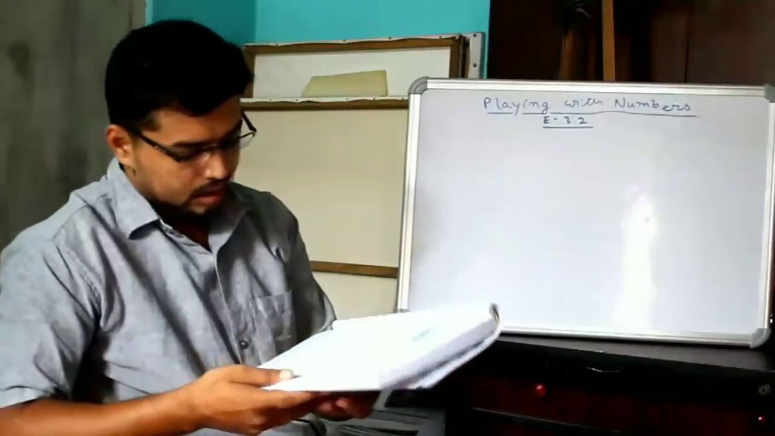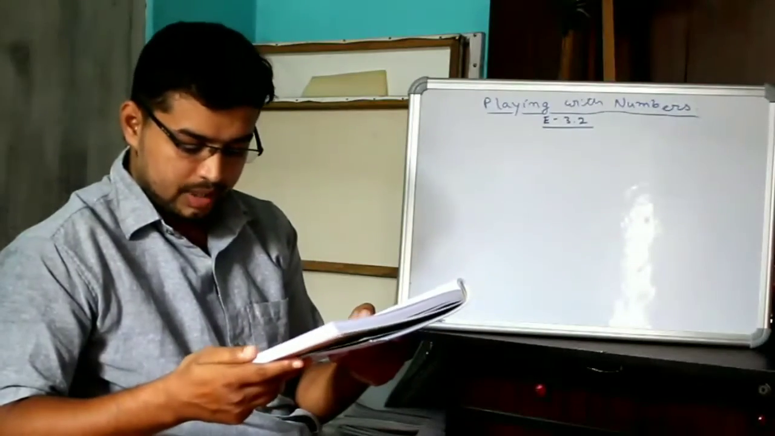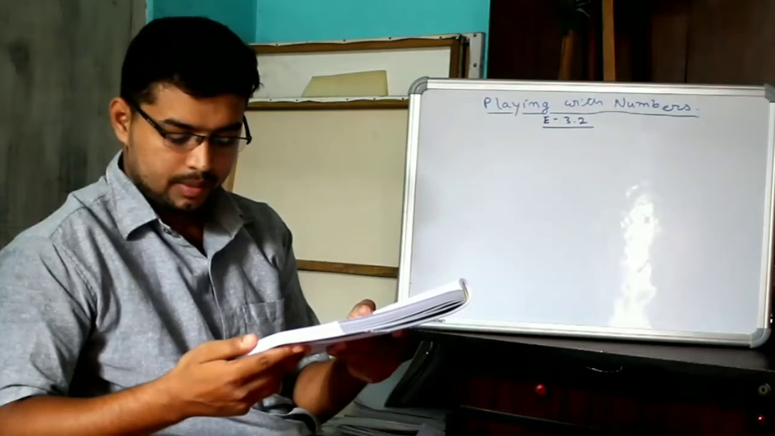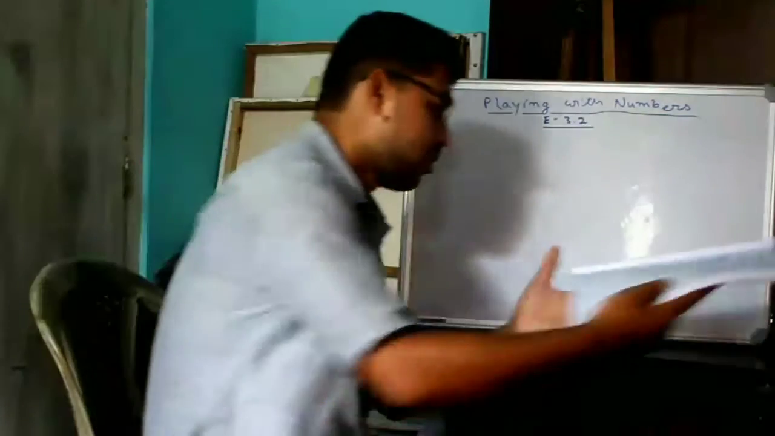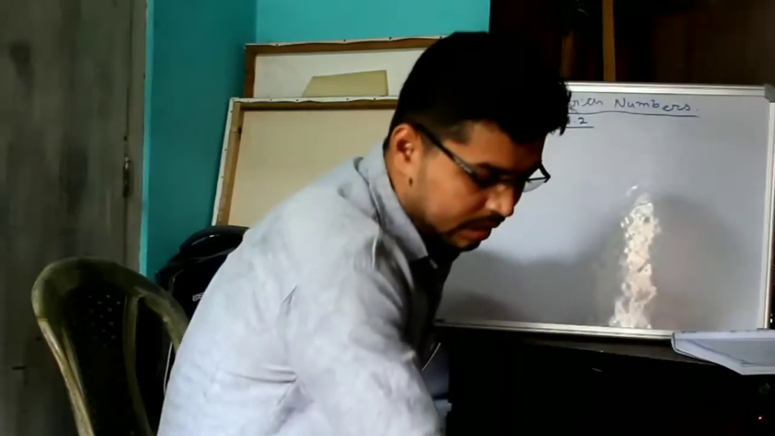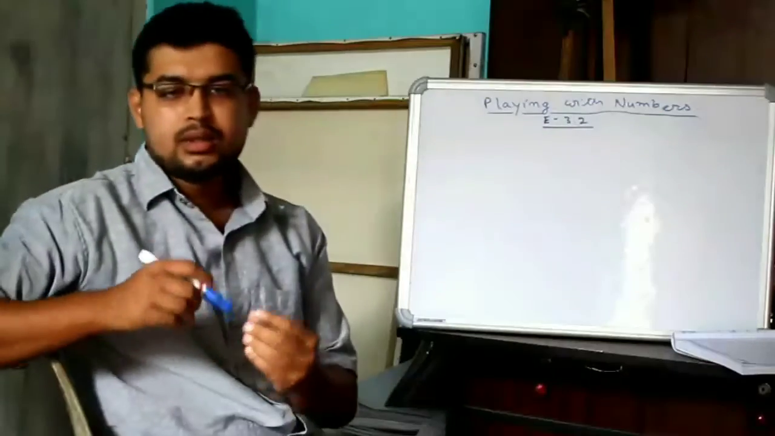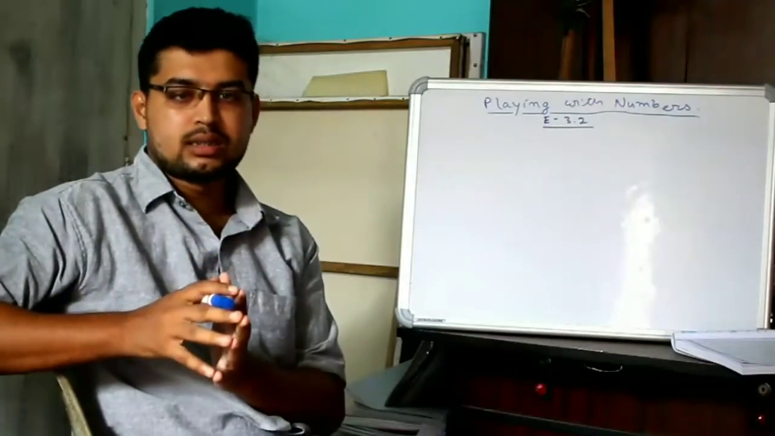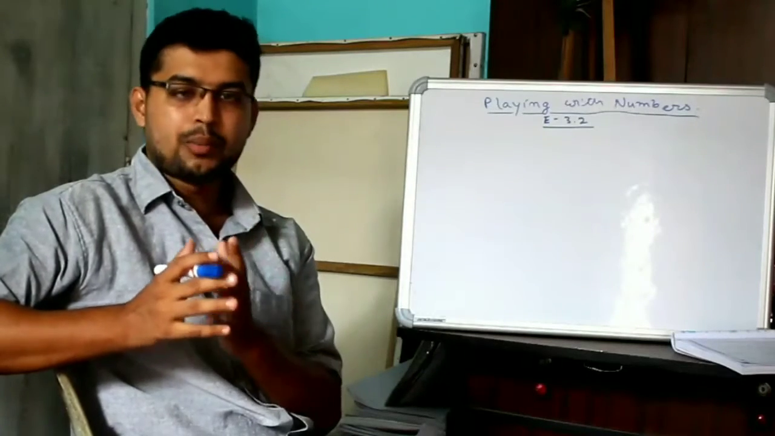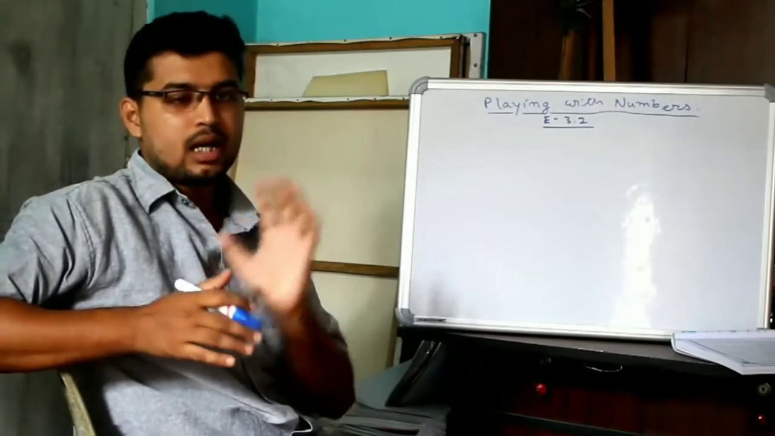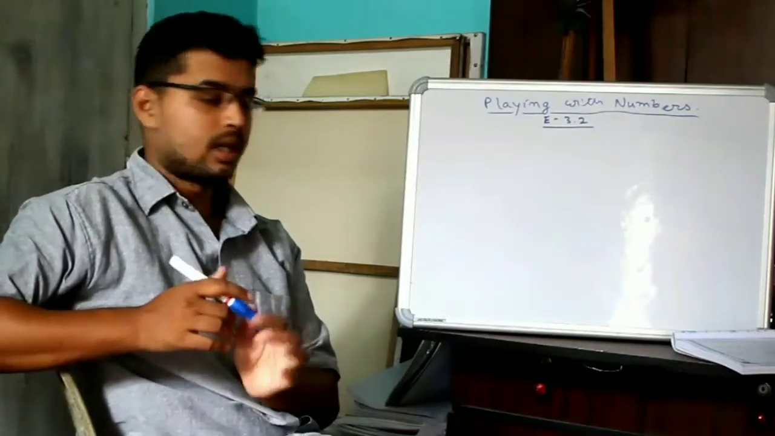Number 10: in each of the following numbers, replace the star by the smallest number to make it divisible by 9. To make it divisible by 9, the sum of all digits must be a multiple of 9, then the entire number will be divisible by 9.